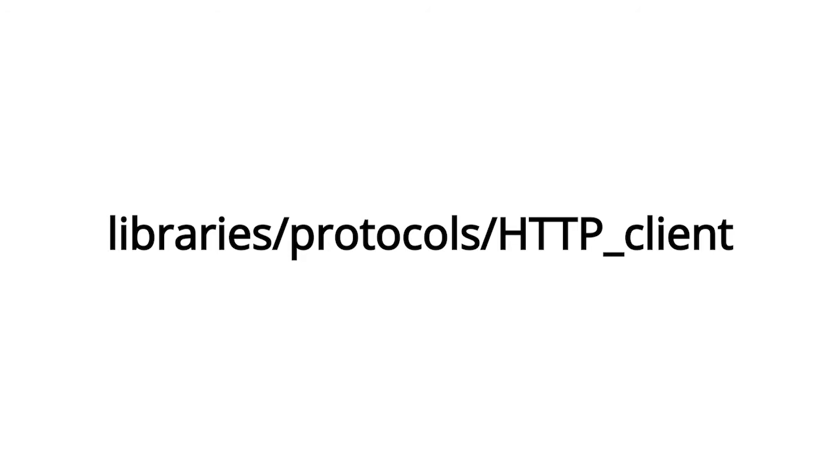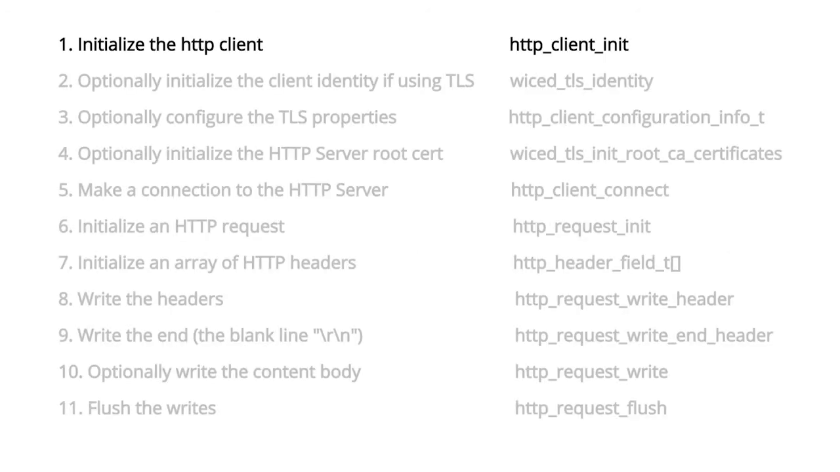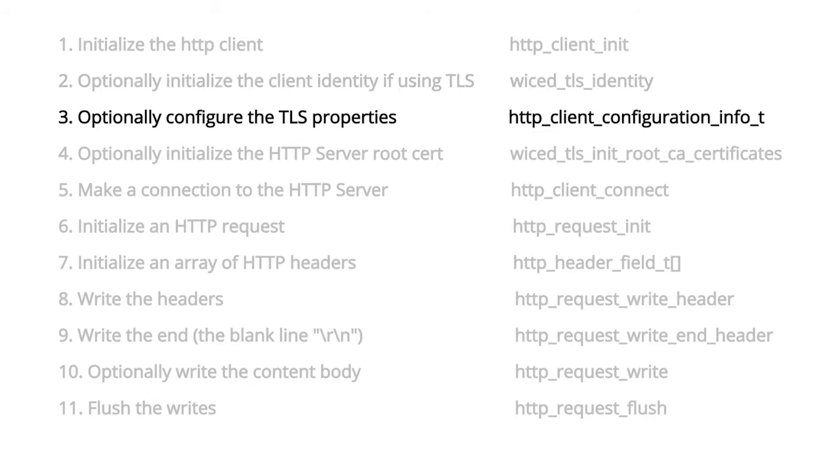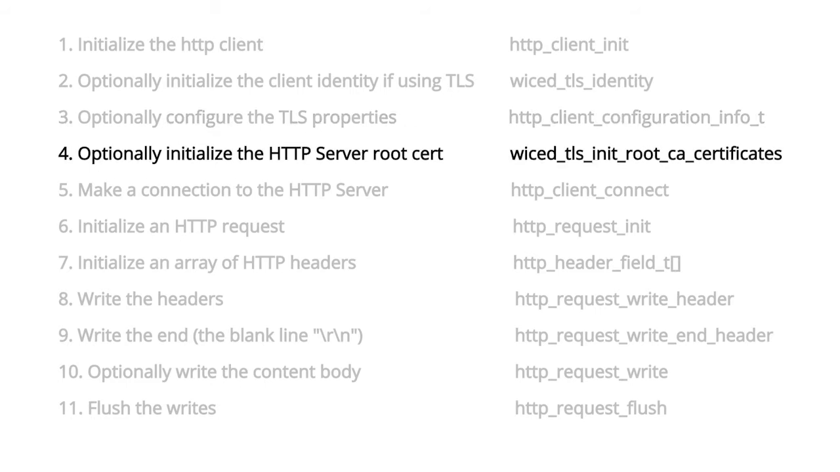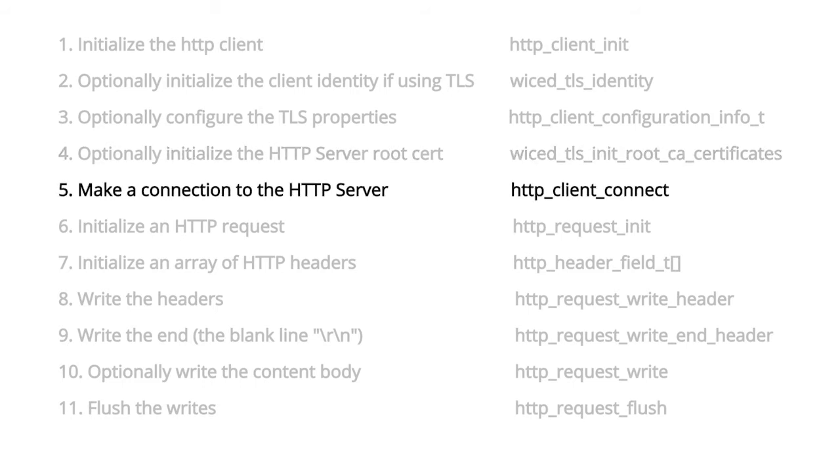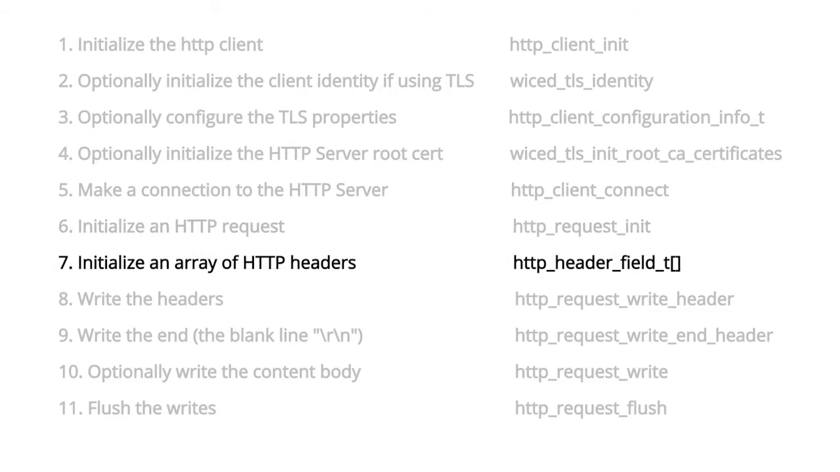The process flow to make the HTTP client library work is, number one, initialize the HTTP client. Number two, optionally initialize the client identity if you're using TLS. Number three, optionally configure the TLS properties. Number four, optionally initialize the HTTP root cert. Number five, make a connection to the HTTP server. Number six, initialize an HTTP request. Number seven, initialize an array of HTTP headers.